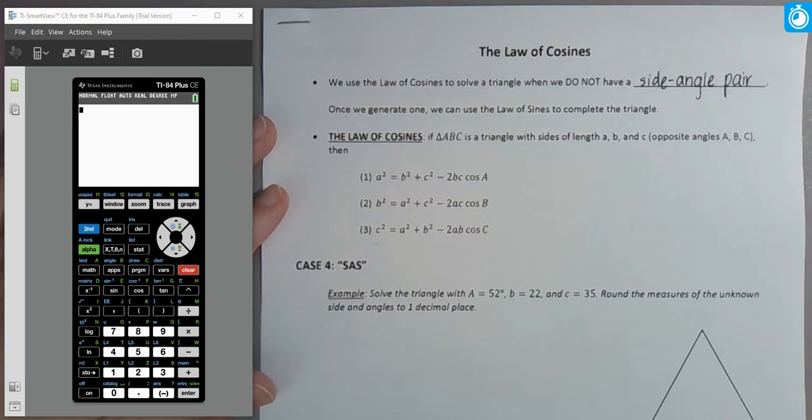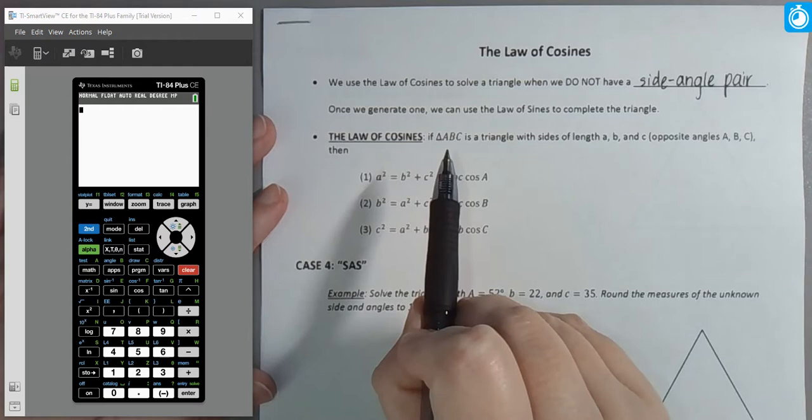You'll find that the law of cosines is a little bit more complicated. The formulas are a little bit more complicated. So ideally, using the law of sines whenever you can is going to be a good option. The law of cosines is going to fill in those gaps where we have gaps though.